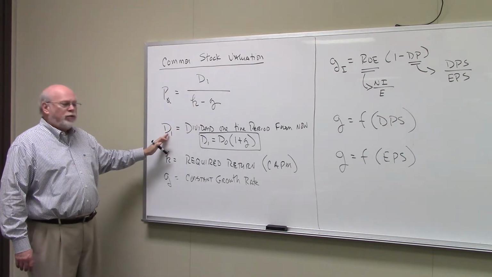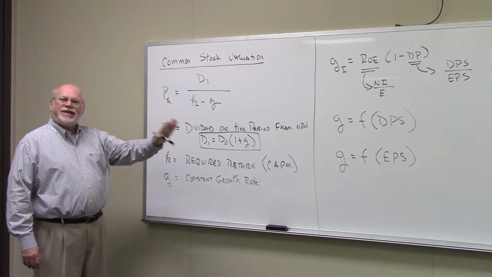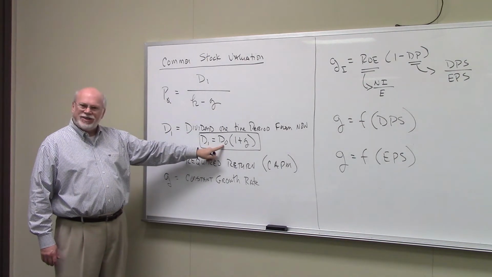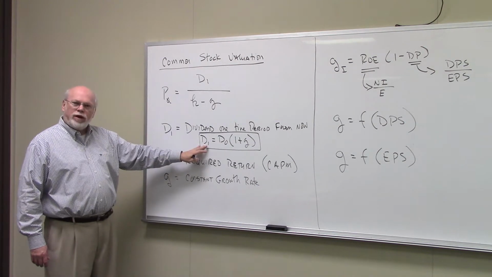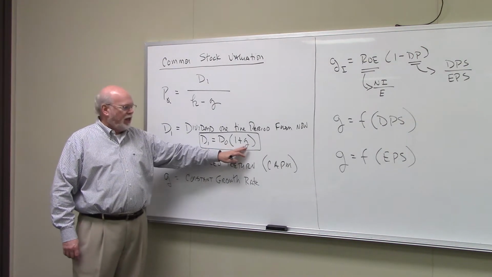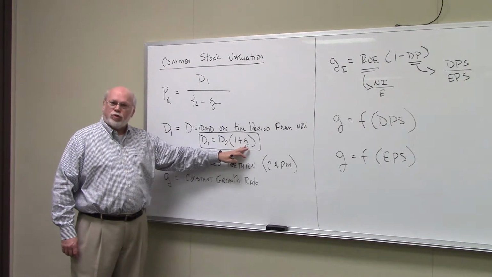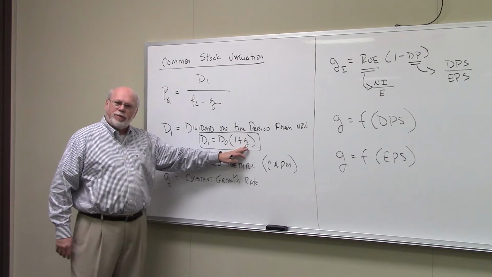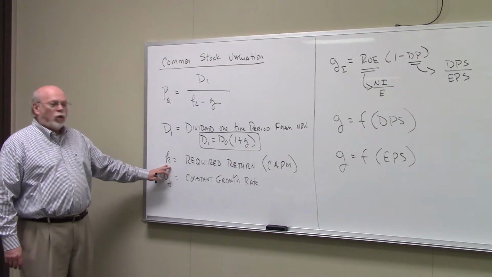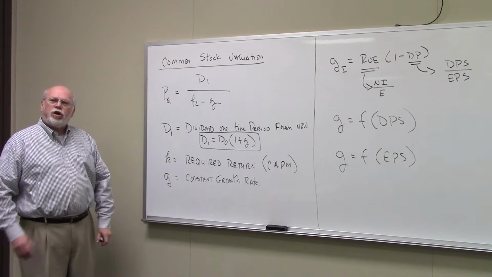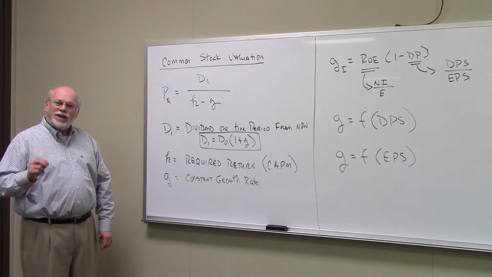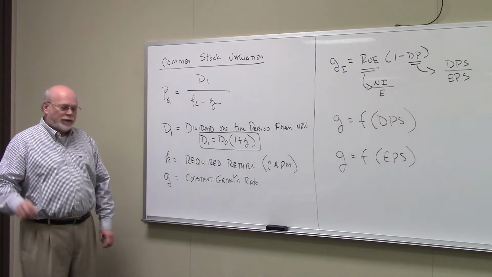Now the numerator D1, that's the dividend you expect in the next time period, not the current dividend. The current dividend is D0. To get D1, to forecast your next dividend, you take the current dividend and multiply it by 1 plus the growth rate, which we're going to talk about a bit in this video. K is your required return. Required return is your minimum acceptable return on investment. You want to be compensated for the risk you take on investments.